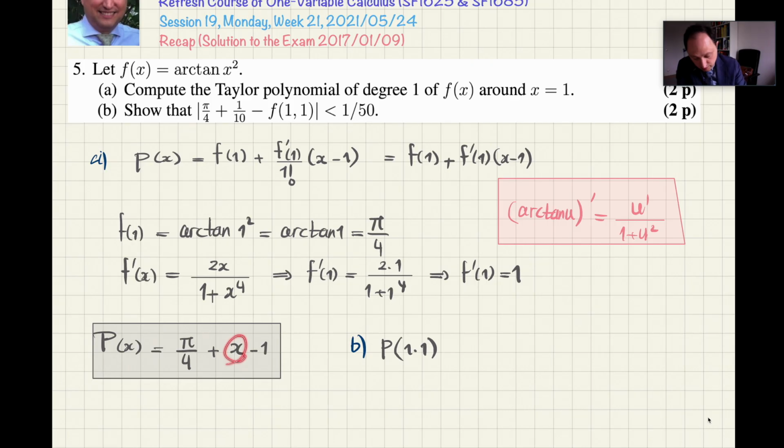So it means that instead of x, I have to put that expression. So this becomes equal to pi over 4 plus 1.1 minus 1. So this becomes pi over 4 plus 0.1, which is written in fraction form in the question. So this number that you see here is just calculating p at the given point. So this is the approximate value of f of 1.1. This is the real value, this is the approximate value, and this is the difference between these two.